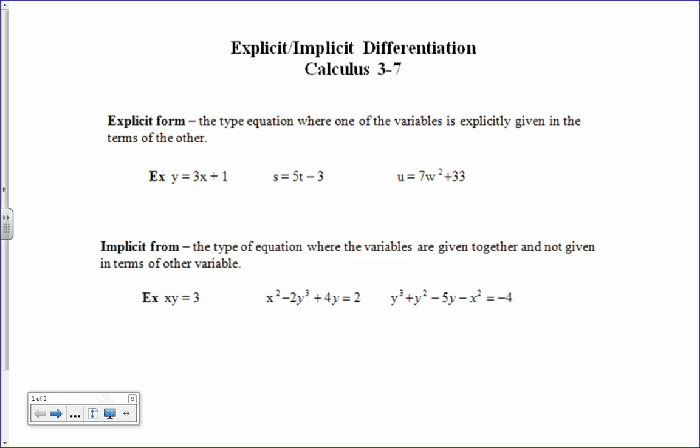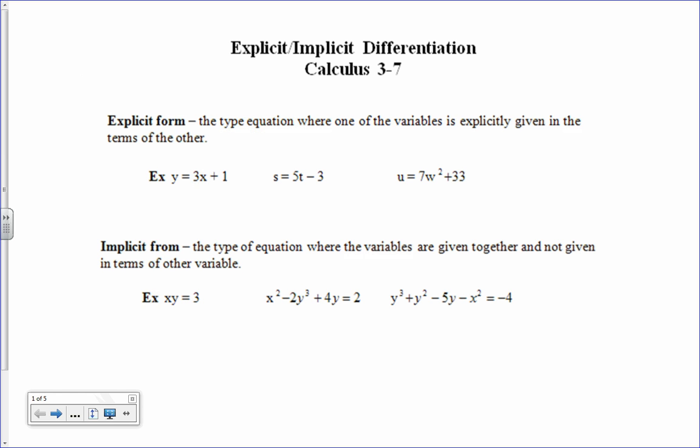For example, x times y equals 3 is an implicit form because no one of the two variables is necessarily solved for. Now, in this very first one, x times y equals 3, is it possible to get one of the variables by itself? It is, and so could we do that one explicitly if we wanted to? Yeah, we could, just have to rewrite it. The second one, x squared minus 2y to the third plus 4y equals 2, well, to get y all by itself would be rather complicated in that one, because we have y to the third and y.